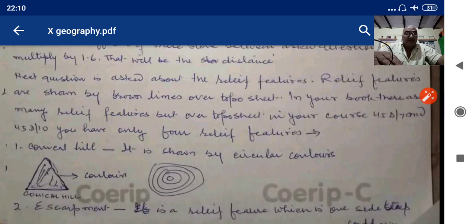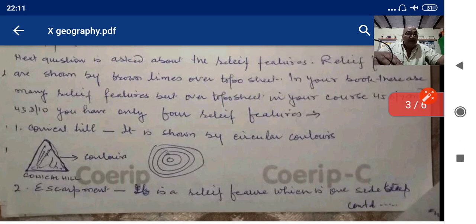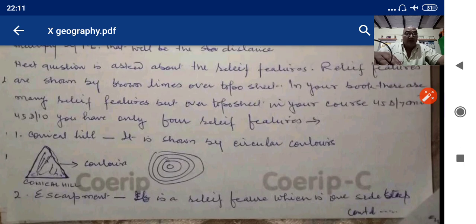Next question is asked about the relief features. Relief features are shown by brown line over topo sheet. You have many topo sheets in your book. Over those topo sheets you can see there are many relief features. In your book there are many relief features, but over topo sheet in your course, 45D7 and 45D10, you have only 4 relief features.